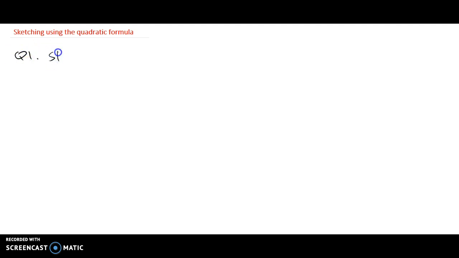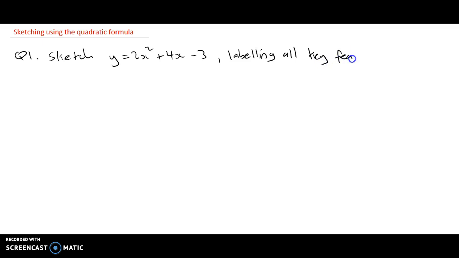question. Sketch y equals 2x squared plus 4x minus 3, labeling all key features. So if you're being asked to label all key features, that just means your turning point and your intercepts. And hopefully you recall that the reason why we sometimes use the quadratic formula to find our x-intercepts is because sometimes quadratics can't be easily factorized, and so it's easier to use the quadratic formula to find the x-intercepts.